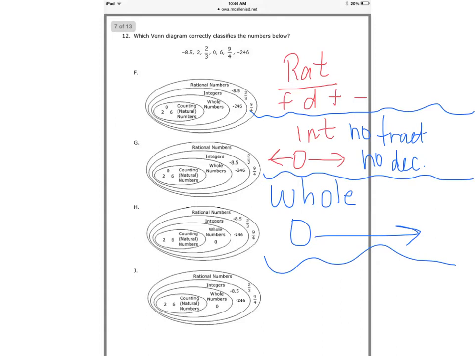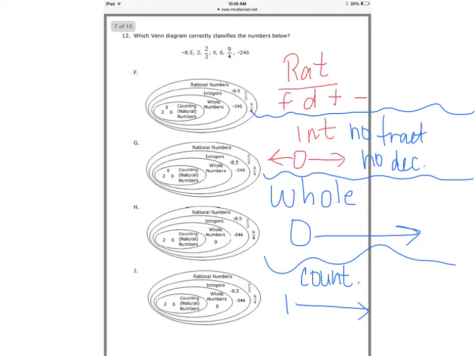y'all were saying, Miss, you hadn't taught us that yet, but that's from elementary. Your counting numbers. When you start counting candles on a birthday cake, do you start with 0? Do you say 0, 1, 2, 3, 4? No, you just start counting with 1. So counting numbers start with the number you start counting with, 1. All right, so let's find the one that matches this.